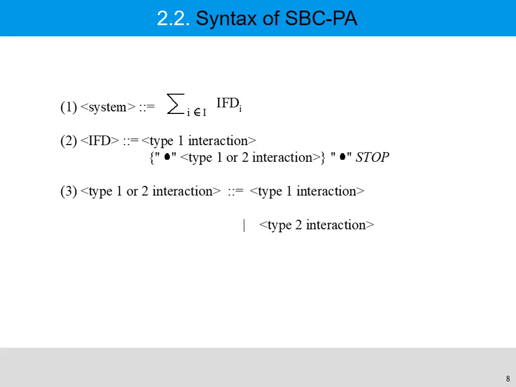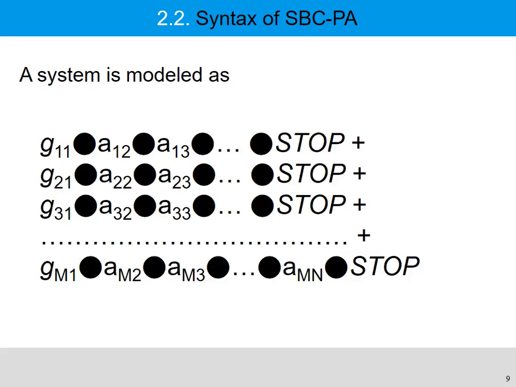SBC process algebra uses 3 BNF rules to describe the syntax of its language. With the syntax of SBC process algebra, a system is then modeled as from 1 to n IFDs, and each IFD is represented by G11, dot, A12, dot, A13, dot, and so on, and stop, an expression with many other IFDs.